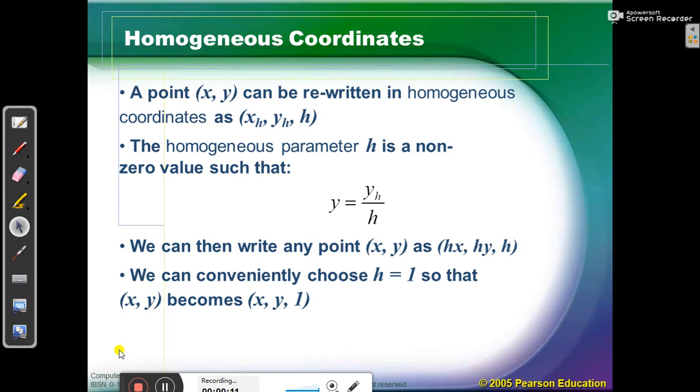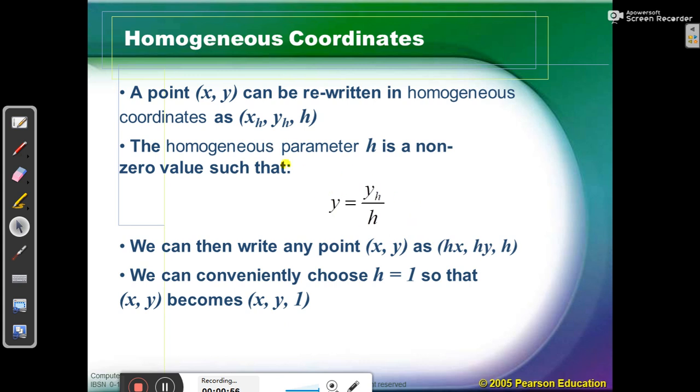Suppose a point (x, y) can be written in homogeneous coordinates as (xh, yh, h), where the homogeneous parameter h is a non-zero value such that y equals yh by h. That is the relation with the homogeneous parameter. We can then write any point (x, y) as (hx, hy).